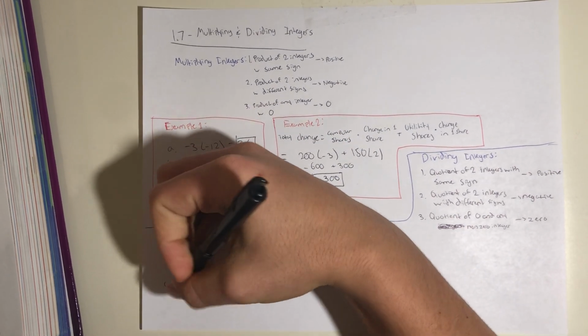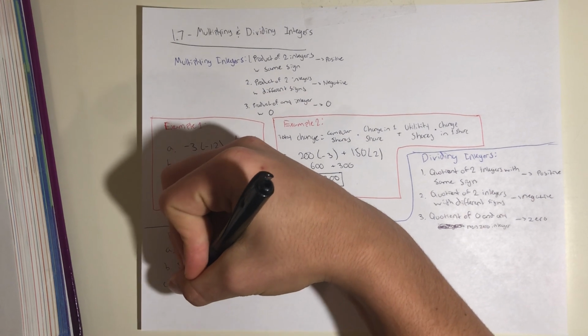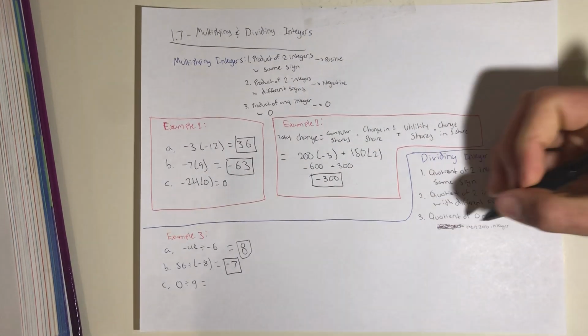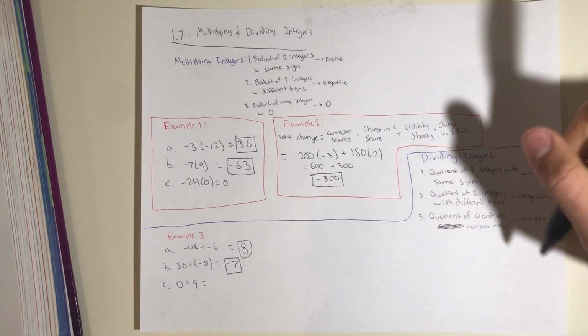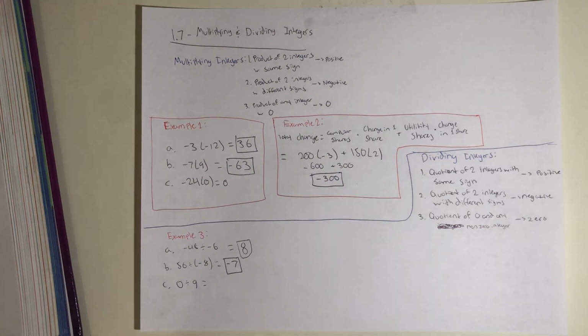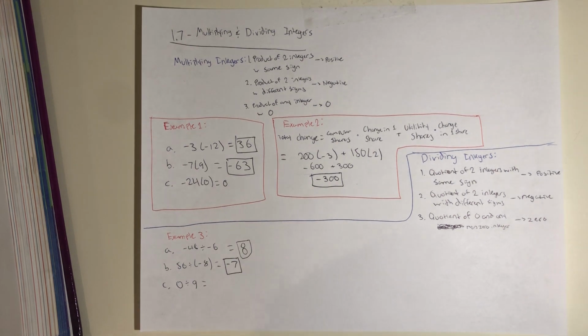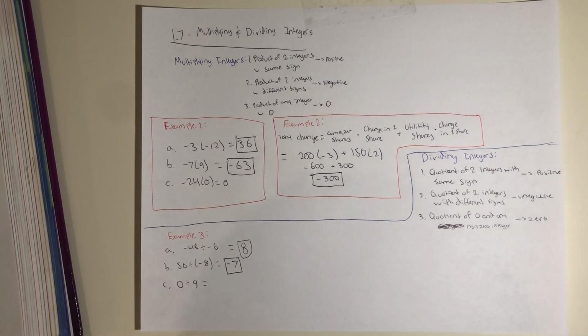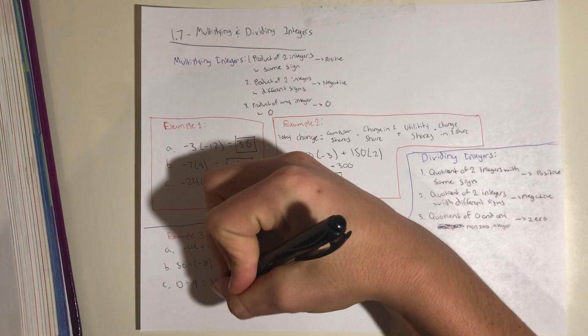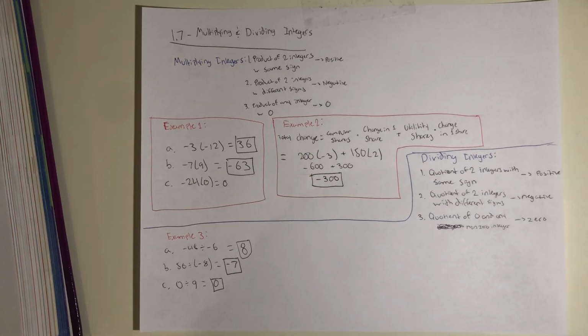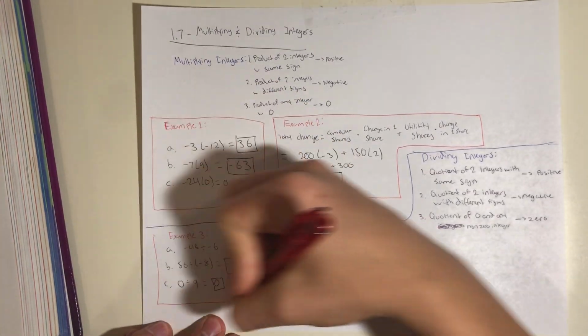Now C, 0 divided by 9. Look at number 3, the quotient of 0 and any non-zero integer. This is basically what I was saying about the cookies. If you have 0 cookies to divide amongst 9 friends, each friend is going to get 0 cookies. So this is going to be 0. This is all example 3.